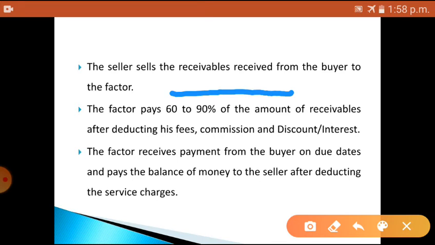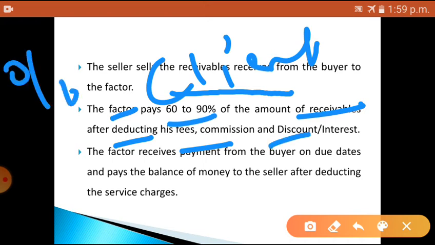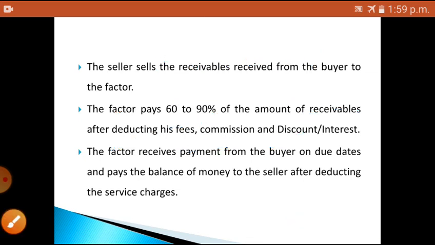Afterwards, the factor pays 60 to 90% of the amount in advance to the client. That is called advance factoring. He may give an advance of 60, 70, 80 or 90% of the receivable amount to the client. Once he has collected the full 100% amount, after that he deducts his fees, commissions, discount or interest, which are on percentage basis only.